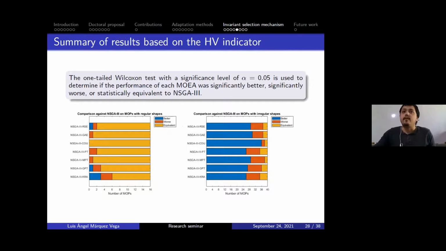It can be seen that all the proposed versions are capable of maintaining the good performance on problems with regular Pareto front shapes. They maintain the good performance of NSGA-III, while on problems with irregular Pareto front shapes, the performance of NSGA-III is improved. Also, we can see that the pair potential function of the Coulomb law permits maintaining the good performance on all problems with regular Pareto front shapes, while it improves on 36 problems out of 40 problems.